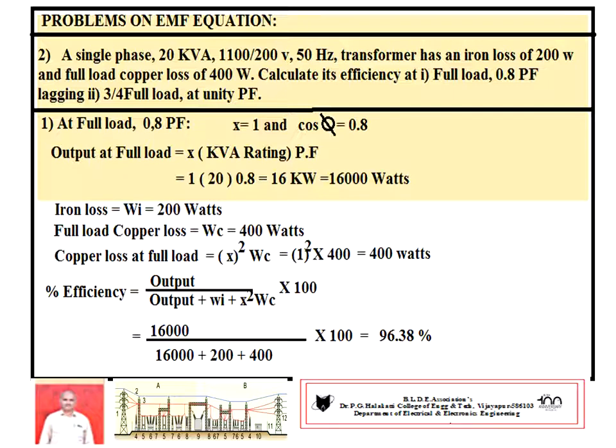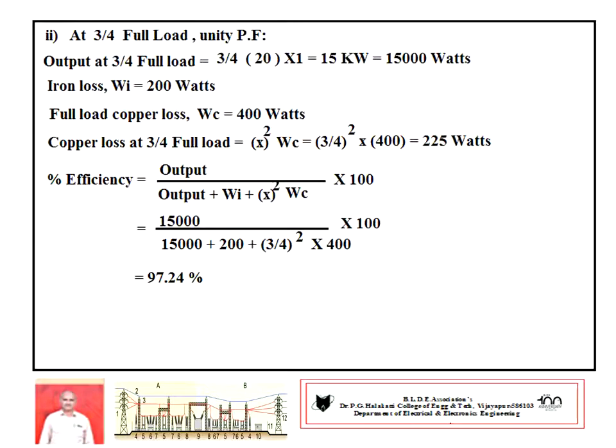Copper loss is a variable loss, we have to calculate it at the given load, that is copper loss at full load equal to x square times Wc, where x is 1, into 400. So, it remains 400 watts only. So, efficiency equal to output divided by output plus iron loss plus x square times Wc, into 100. You substitute all the values, you are going to get 96.38%.